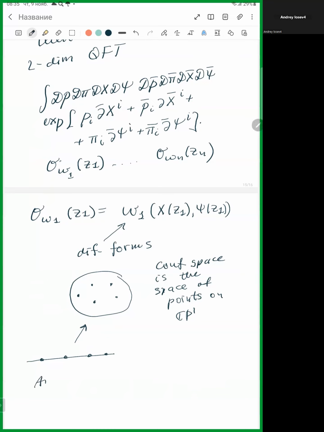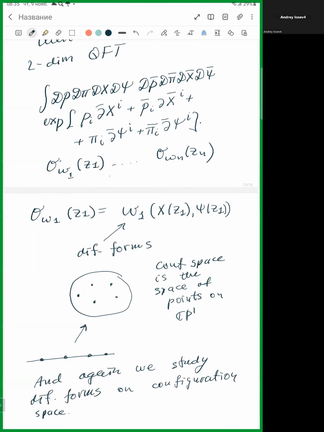And again, we study differential forms on configuration. So how do we get differential forms? We put here analog of G's.